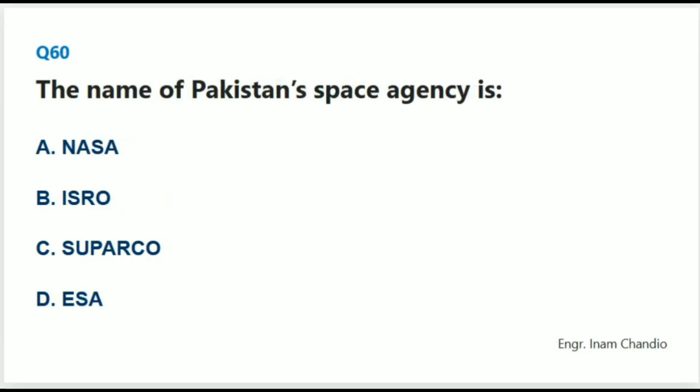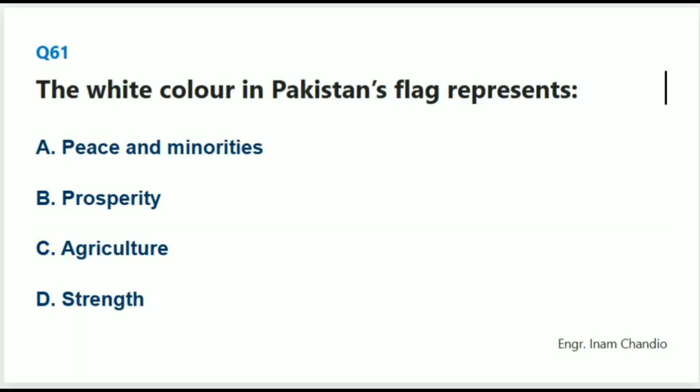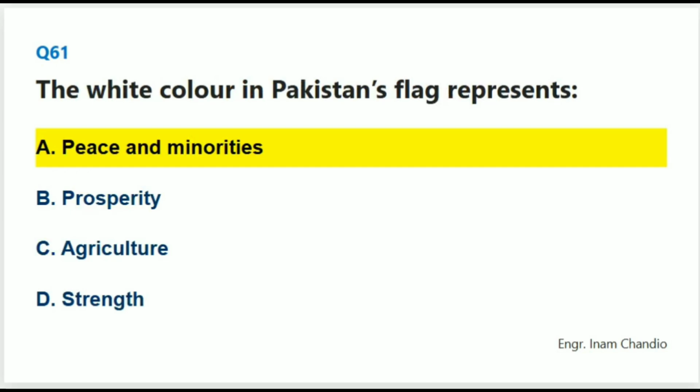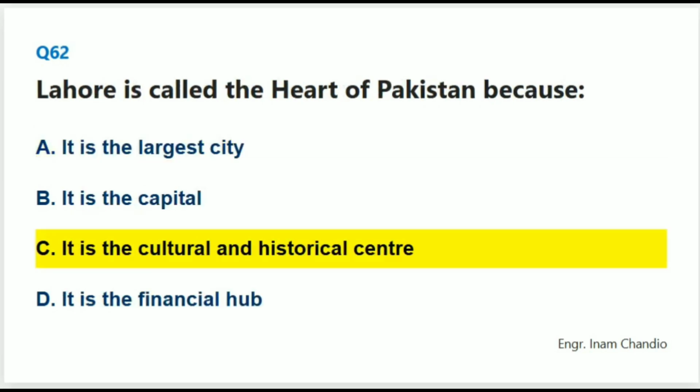The name of Pakistan's space agency is. The correct answer is C. Suparco. The white color in Pakistan's flag represents. The correct answer is A. Peace and minorities. Lahore is called the heart of Pakistan because. The correct answer is C. It is the cultural and historical center.